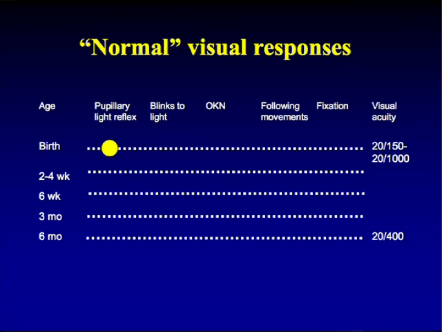At birth, you get a pupillary light reflex or blinks to light, and that's about all you can say for the patient. OKN begins to come in fairly early in life, should be there by 6 weeks. Following movements and fixation should begin to come in as early as a month of age, but you don't get too excited until they're about 3 months old, and you see that.